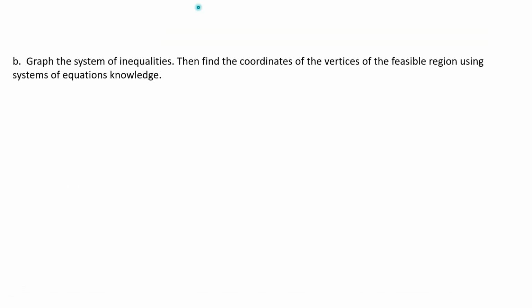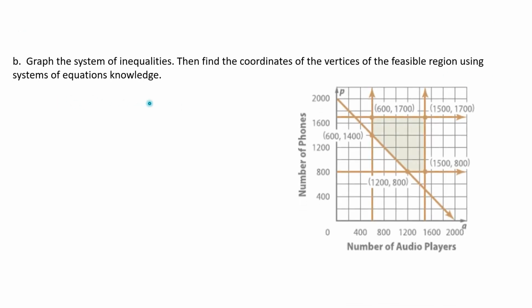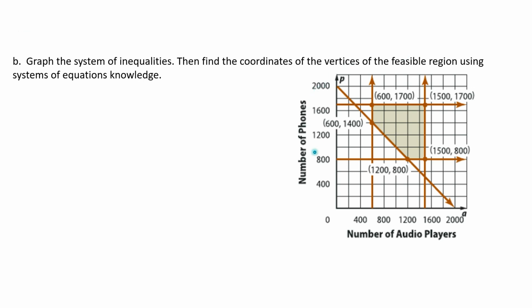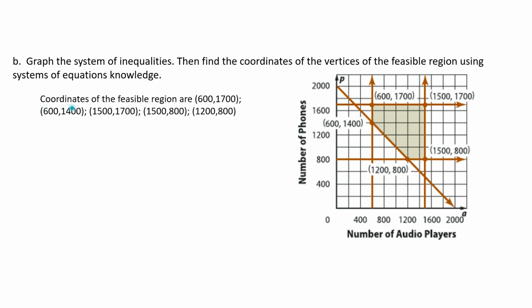Now next we will graph the system of inequalities, then find the coordinates of the vertices of the feasible region using systems of equations knowledge. So once you graph your system of inequalities and find the feasible region, you find the vertices of the feasible region. So here we have 5, and these are the different coordinates of the feasible region. You find them by finding the points of intersection of each line and solving the system of equations.